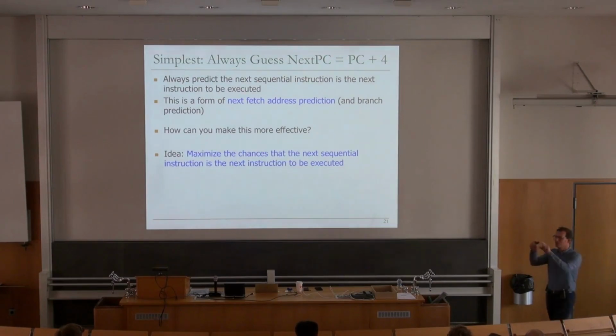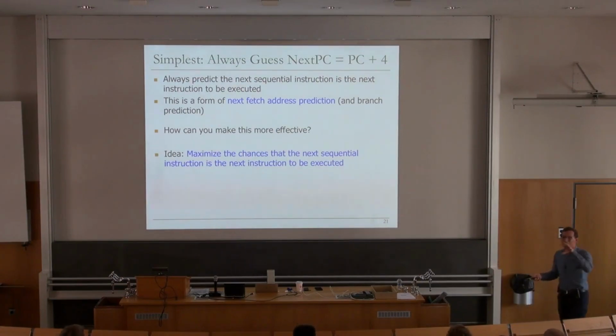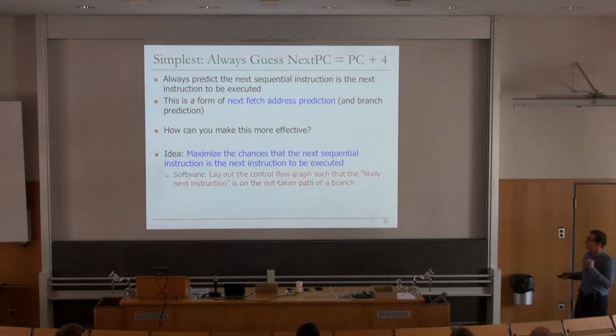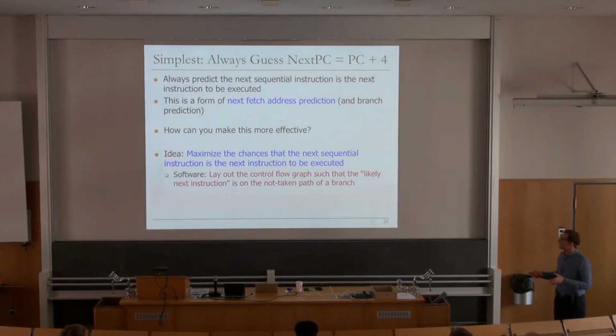Right? You have 2 targets for a branch. One is the next sequential one, and the other is somewhere else in the code. Try to make the next sequential one the more likely one to be fetched. And in the software, you could do this. You can basically lay out the control flow graph such that the likely next instruction is on the not taken path of the branch. Does that make sense?